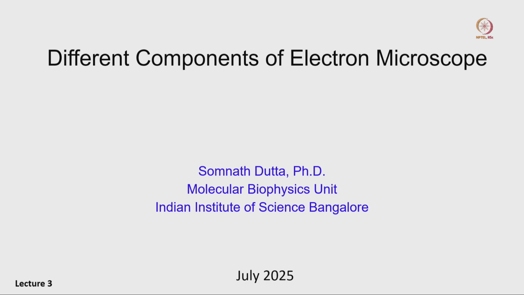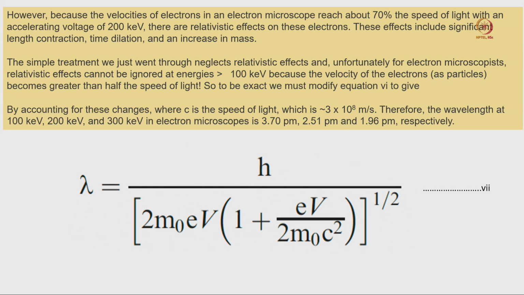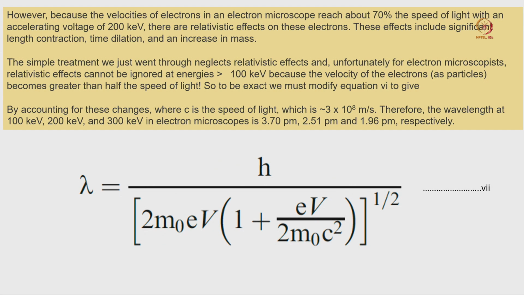Good morning everyone. Now in the third lecture we are going to start about the different components of the electron microscope. So before that, where we finished last class, we want to discuss a little bit and continue that discussion, because in class 1 I already discussed the resolving power of any lens or any microscope or other optical instrument. So we should discuss the resolving power of any microscope.